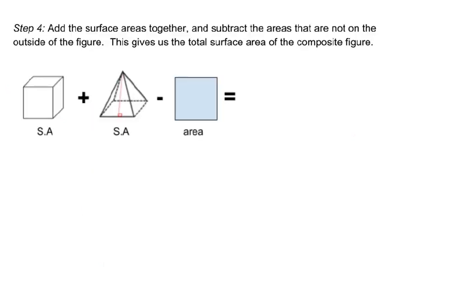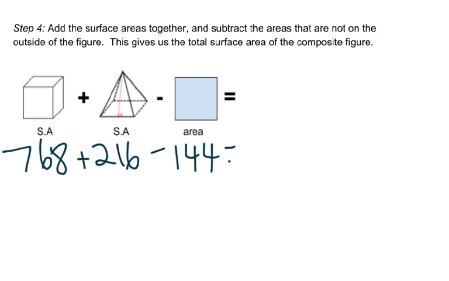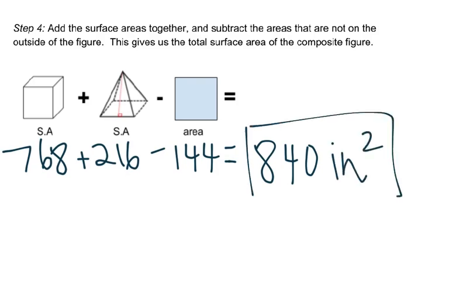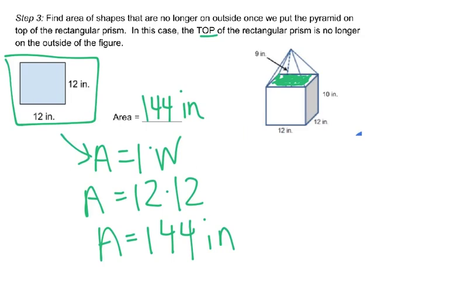Bringing it all together, we want to remind ourselves of the two surface areas we found, which were 768 for the rectangular prism and 216 for the pyramid, subtracted by the area of that square, which was 144. Put those all together and we get 840 inches squared. Was it inches? Yes, inches.